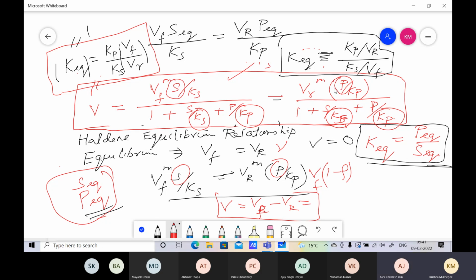So now tell me how we can use the Haldane relationship, this K equilibrium relationship here, and bring it into this expression to simplify it and write it in terms of the forward relationship only.